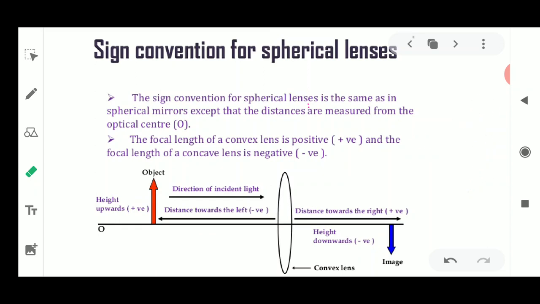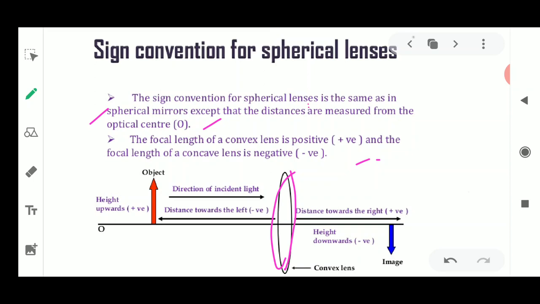The rest of the things will remain the same, as they were in the mirrors. So the first sign convention says the sign convention of spherical lenses is the same as that of spherical mirrors, except the distances are measured from the optical center. Now what is the difference? The focal length of the convex lens is always positive. Please remember, in the case of a convex lens, the focal length is always positive.